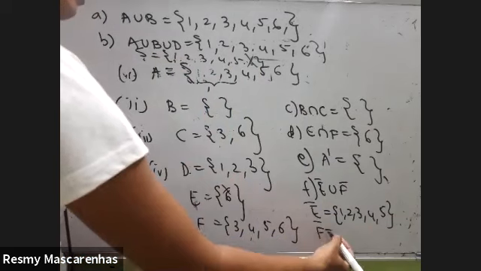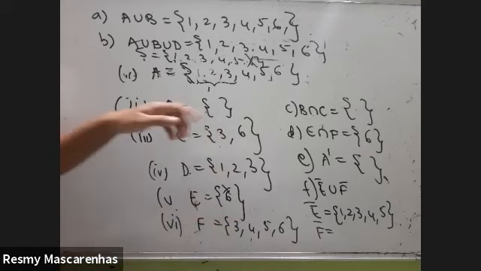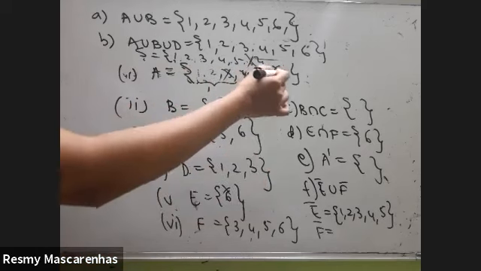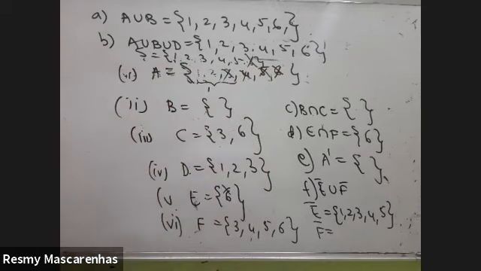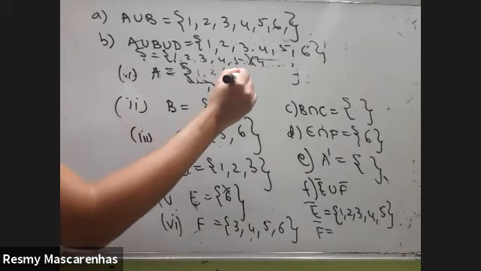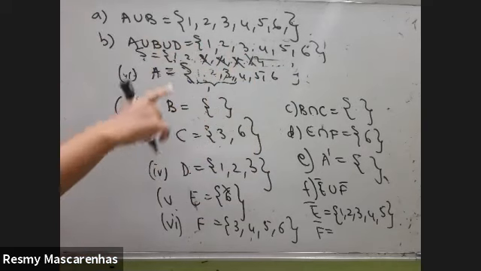Then F bar. F bar means other than these elements. So cancel 3, 4, 5 and 6. So what is left from the sample space? 1 and 2.